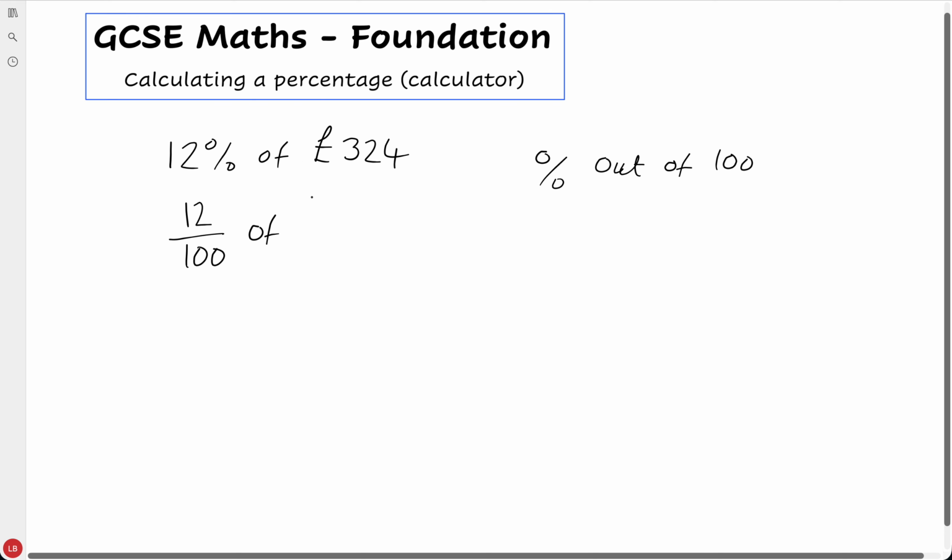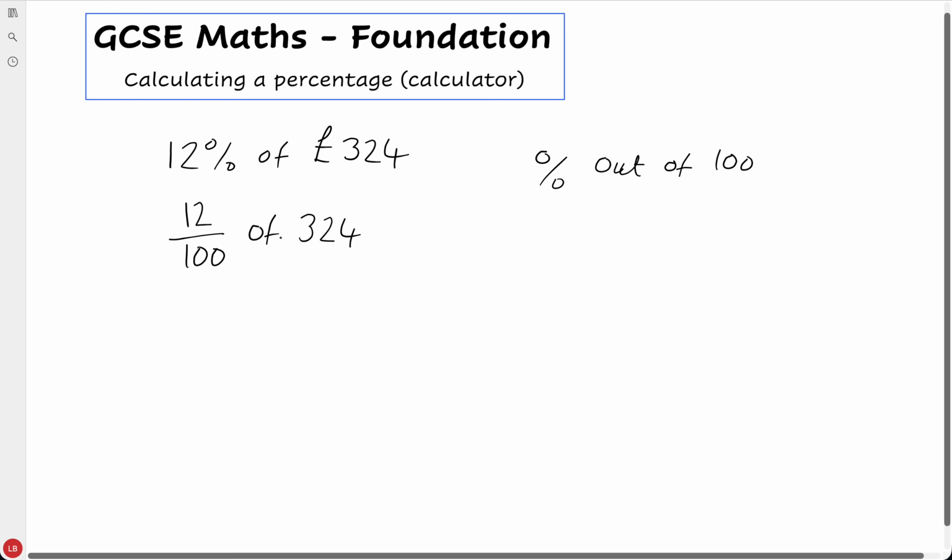of, I'll ignore the pound sign for now. If we're on a question, we're now working out, so we can put our units on, our pounds, at the end. During our working out, we'll just miss it out. So we've got 12 out of 100 of 324.